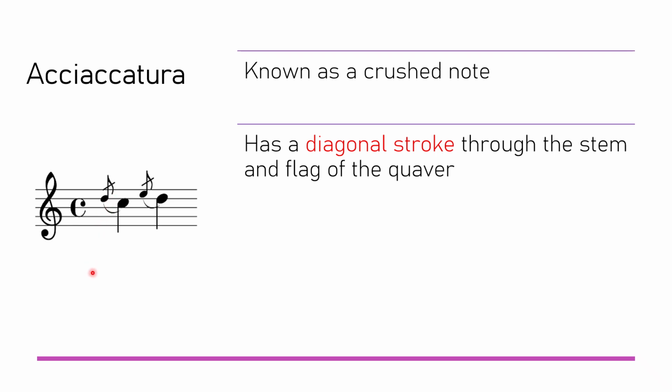Like I mentioned, I won't tell you how to perform this note. You're not going to sing or play this note as a standard crotchet. It has to change in terms of performance, but that's not what grade 4 is all about. Just know that when you see a small size quaver with a diagonal stroke, it's an acciaccatura. It's a grace note known as an acciaccatura or a crushed note.